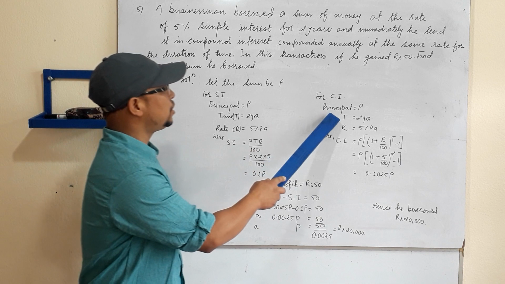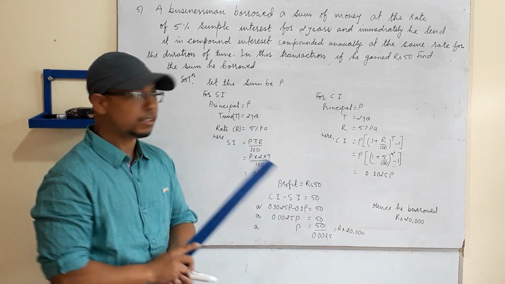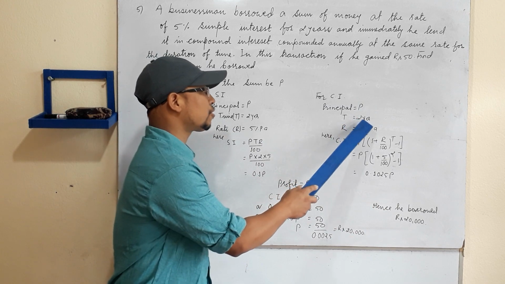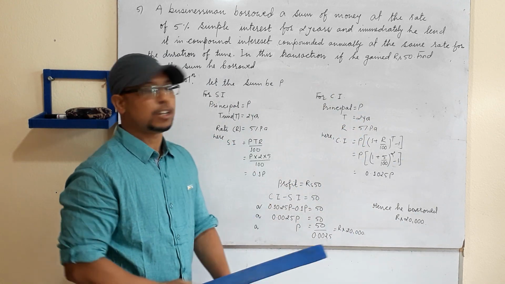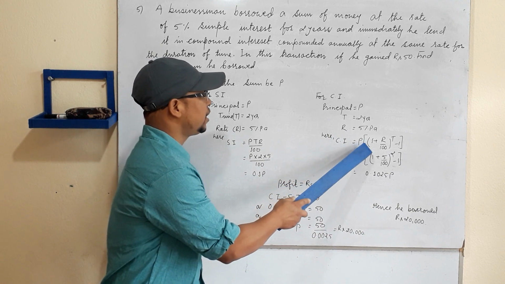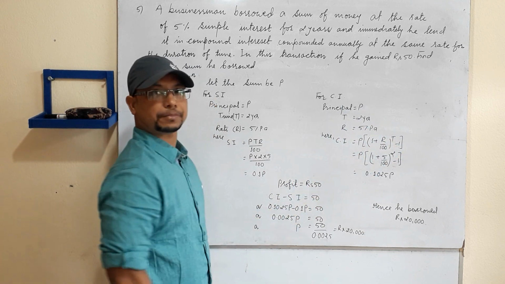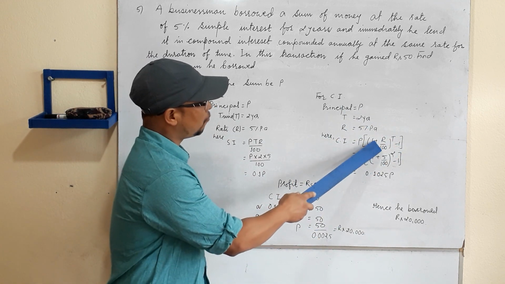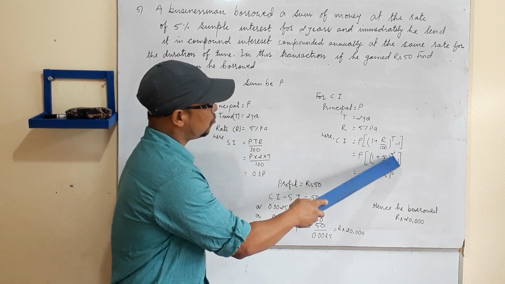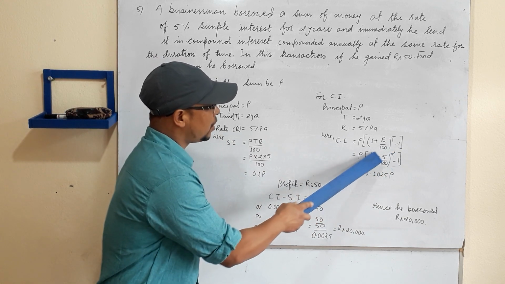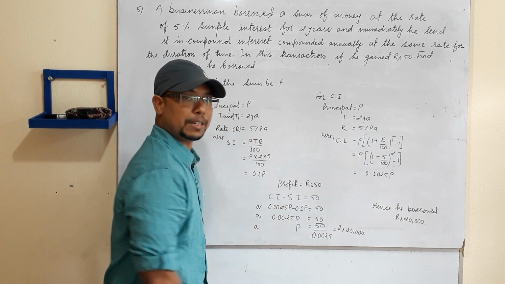Next, the principal is P because he invested the same amount with the other person. The time is the same and the rate is the same. He invested at compound interest, so the compound interest is P times (1 plus R by 100) to the power T, minus 1. P is P, and 1 plus 5 divided by 100, whole power 2, minus 1. If you calculate this on your calculator, you get 0.1025P.